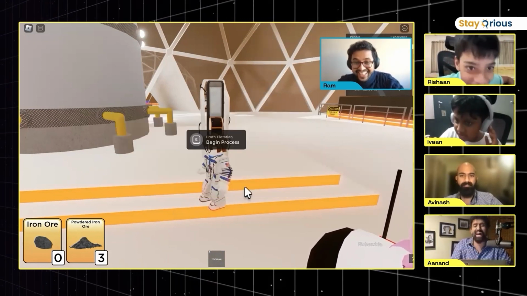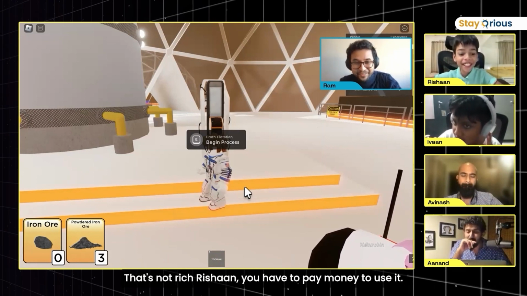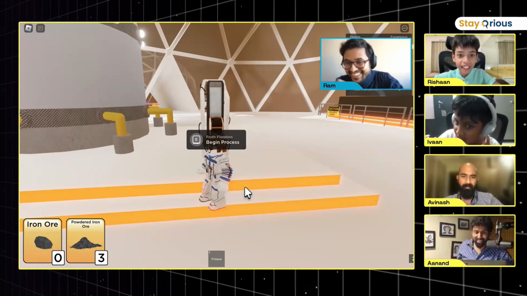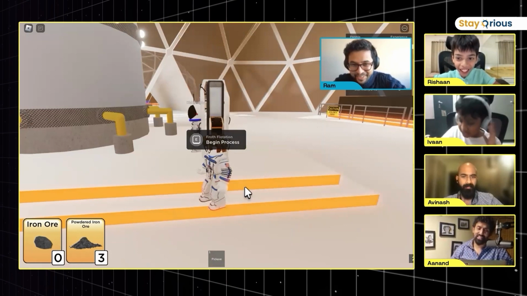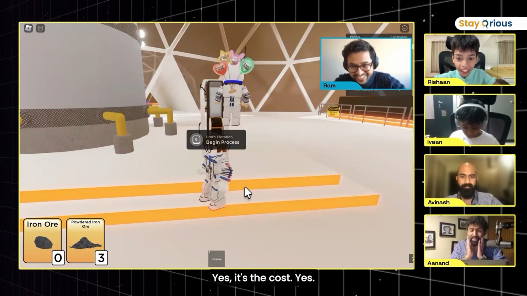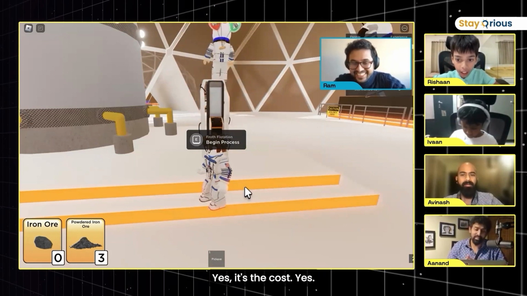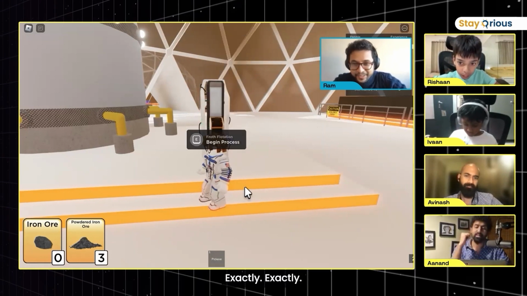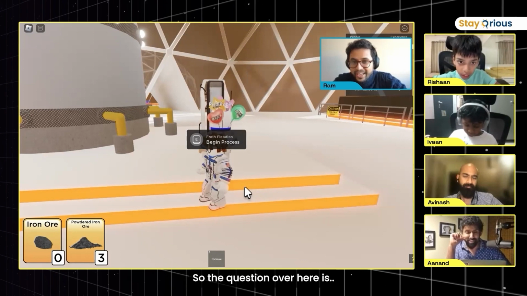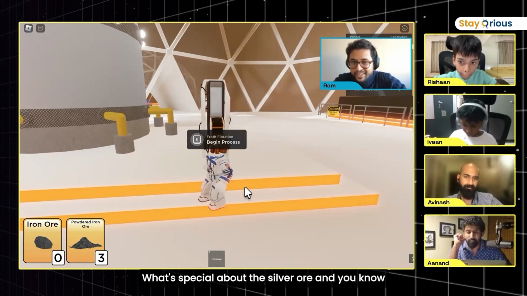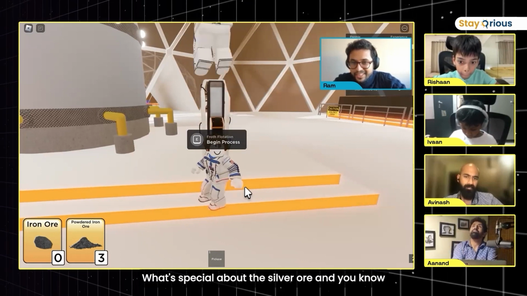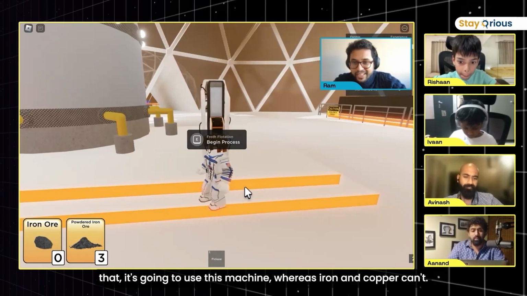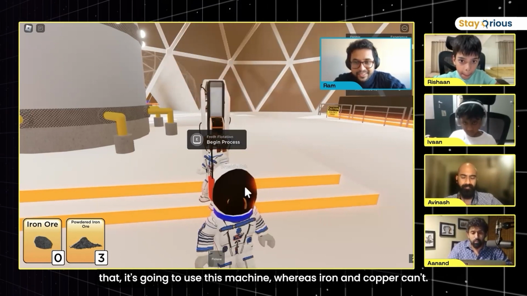That's not rich, Rishan. You have to pay money to use it. So on the contrary, it's the cost, is it? Yes, the cost. It's how much it costs to do this. Exactly. Got it. So the question over here is what's special about the silver ore that it can use this machine, whereas iron and copper can't.